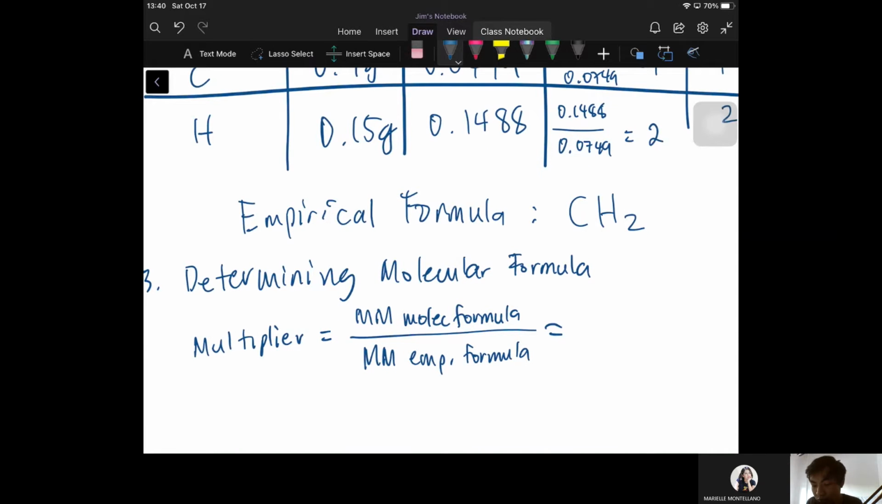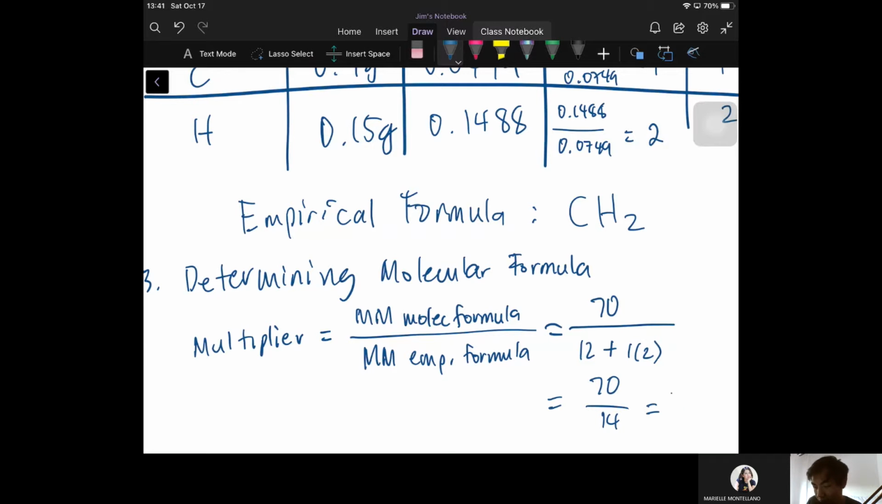So, the molar mass of your molecular formula, according to problem, is 70 grams per mole. The molar mass of your empirical formula, ito yon, that can be obtained by adding the atomic masses na lang. No? So, carbon is 12. Di ko nalalagay yung decimal, no? Carbon is 12. Isa lang yon, so 12 lang yon. Tapos may dalawa tayong hydrogen. So, that's 1 times 2. So that's 70 divided by 14. 14 na.